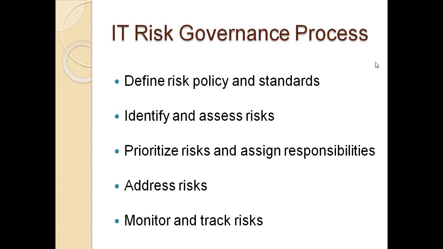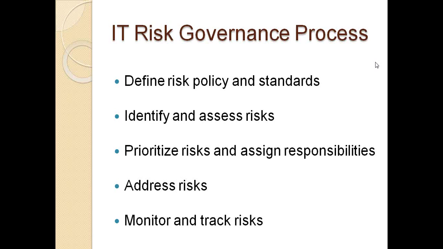The fourth step in the IT risk governance process includes addressing risks. Once you have your inventory of risks and priorities, organizations need to address these risks by either implementing mitigating controls, or by accepting these risks, or by transferring these risks, for example, through buying insurance, or by avoiding the activities that are causing the risks.